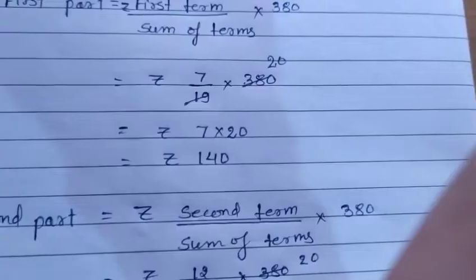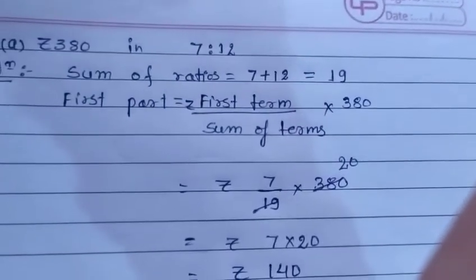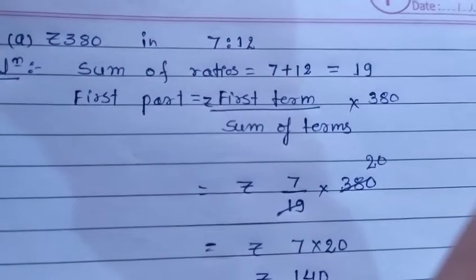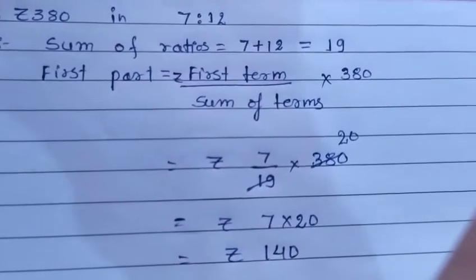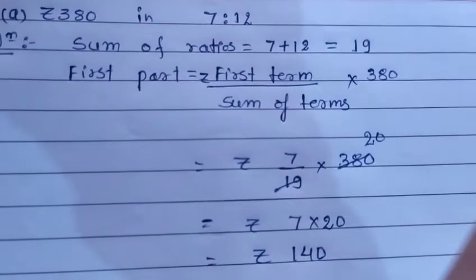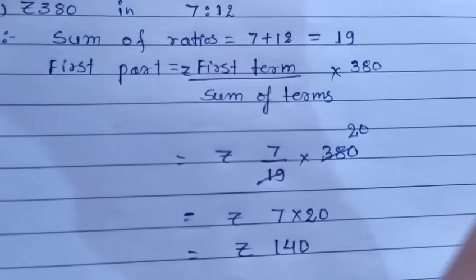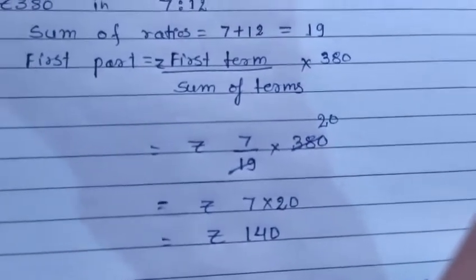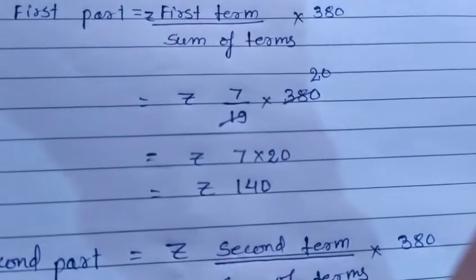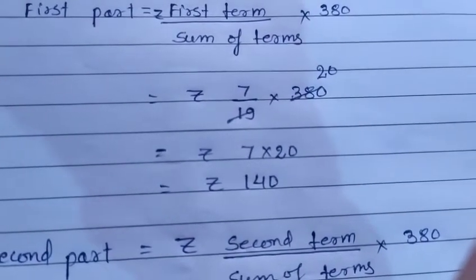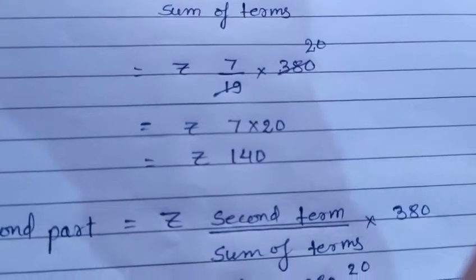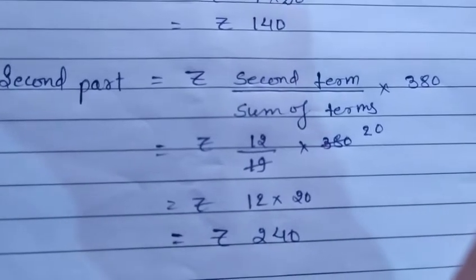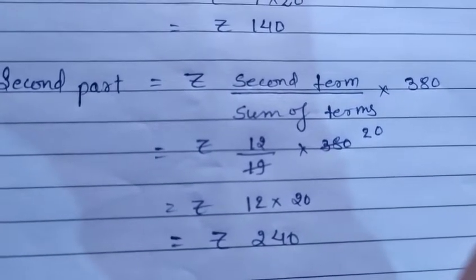Have we studied that 7 is known as the first term and 12 is known as the second term? So first you have to find the sum of ratios or sum of terms. That is 19. Then the first part will be first term upon sum of the terms into 380. So very simple, 7 upon 19 into 380. It gets cancelled and the answer is 7 into 20, so it is 140.